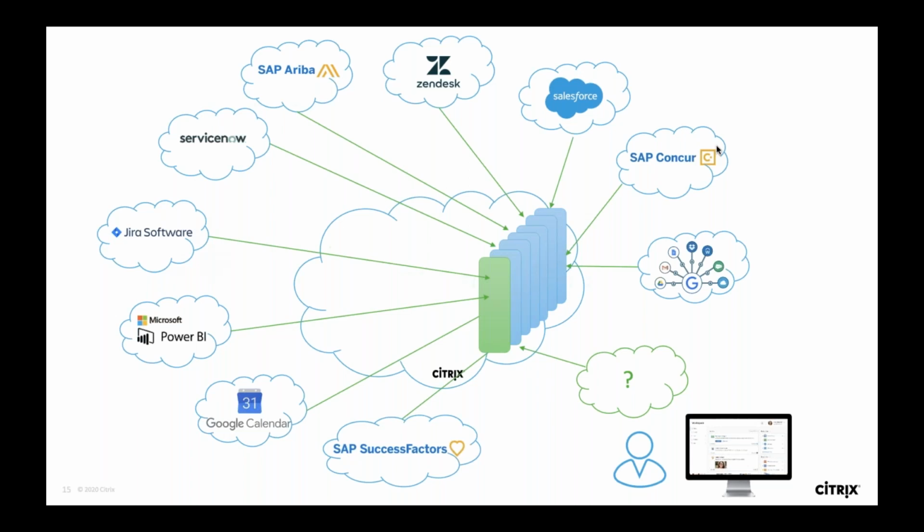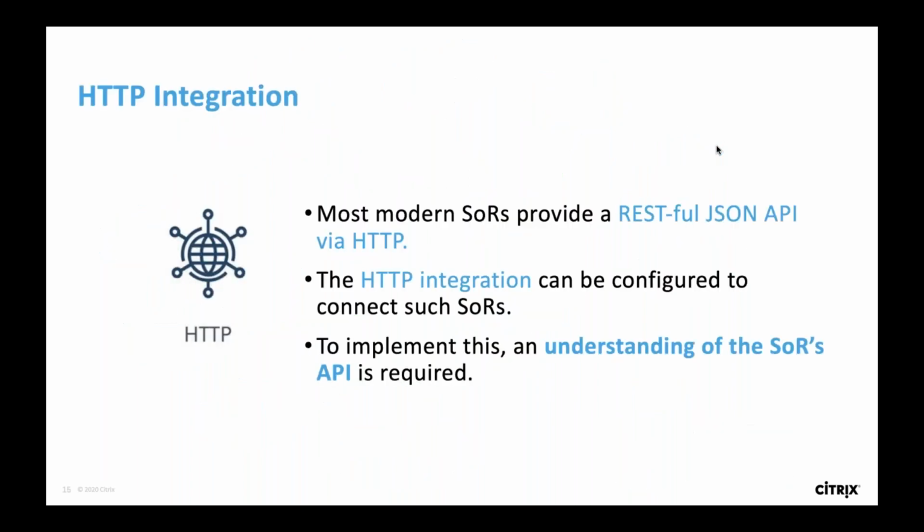And for those, we have something called the HTTP integration. So the HTTP integration is a tool which we provide, which allows you to customize and build a custom integration and micro app for your particular use case. So it's based on using RESTful JSON APIs via HTTP. So any system of record which exposes these APIs can theoretically be connected up using the HTTP integration. It's worth noting, though, that if you're doing this, it does require you to have an understanding of how the SOR's API works. So you need to understand what APIs you want to talk to, how you authenticate with those, what the data structures look like.